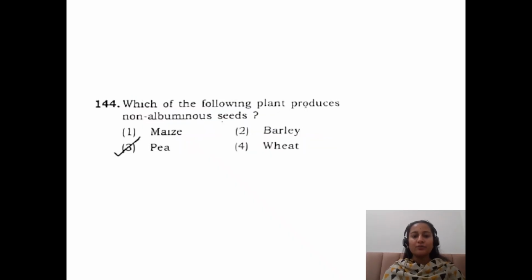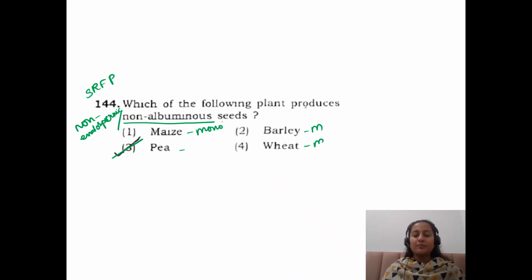Which of the following plants produce non-albuminous seeds? This is from sexual reproduction of flowering plants. That is P. Albuminous seeds are endospermic seeds; non-albuminous or non-endospermic seeds are those where the endosperm is utilized during development only. Maize is a monocot, barley is also a monocot, wheat is also a monocot, and pea is a dicot. So dicots will have non-endospermic seeds. An example is the pea here.